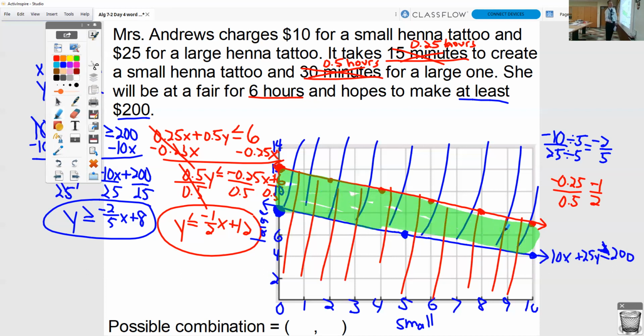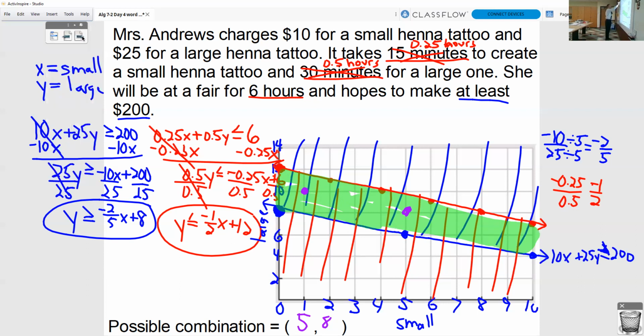So for my solution, I can pick any point in that double shaded area. I could pick 1, 10 if I wanted to, which is right there. I could pick 5, 8 if I wanted to. That's right there. Any point in that double shaded area would work perfectly good. So she could do like 5 small and 8 large, for example. These are sort of a pain to do, but you just got to rearrange for y equals and then graph them and find the double shaded area. Take a look at the next one.